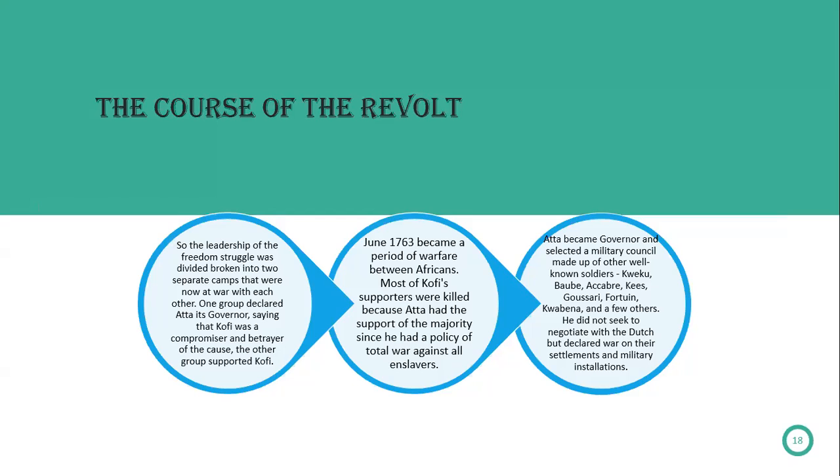June 1763 became a period of warfare between Africans. Most of Kofi's supporters were killed because Atta had the support of the majority, since he had a policy of total war against all enslavers. Atta became governor after he won. He selected a military council made up of other well-known soldiers: Kweku, Bab, Akab, Keys, Gusari, Fortwin, Kwabina, and a few others. He did not seek to negotiate with the Dutch, but he declared war on their settlements and military installations.